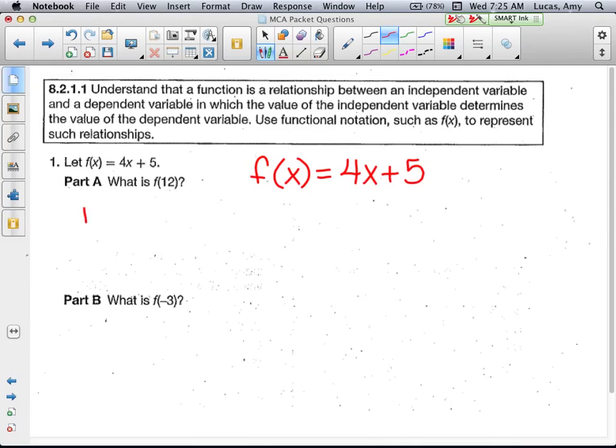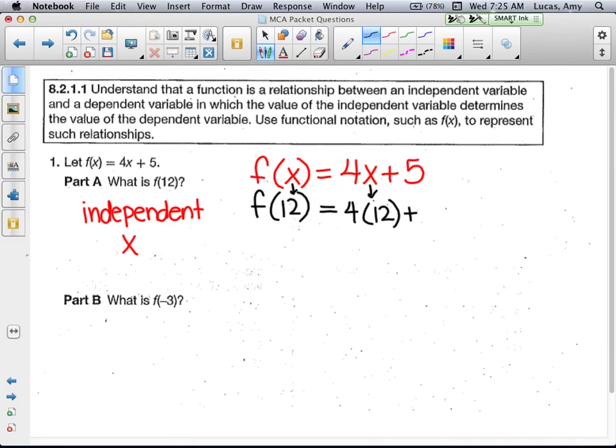So the independent variable is x. X controls the value of the function. So what is the value at f of 12? F of 12. So notice that the x has been replaced with a 12. So you need to replace the other x with the 12 also. And then simplify. 4 times 12 is 48, plus 5 is 53. So the value, f of 12, is equal to 53.